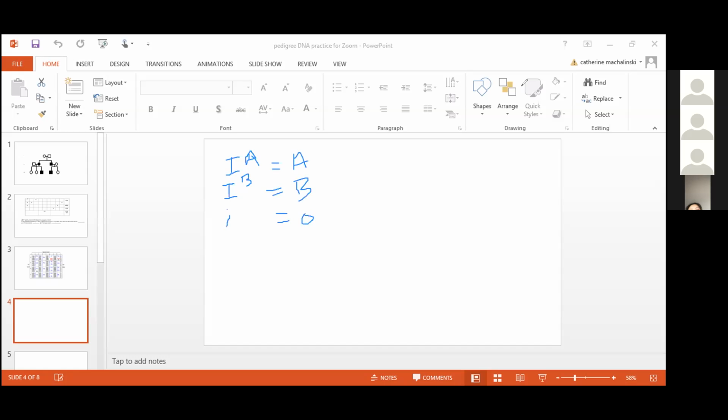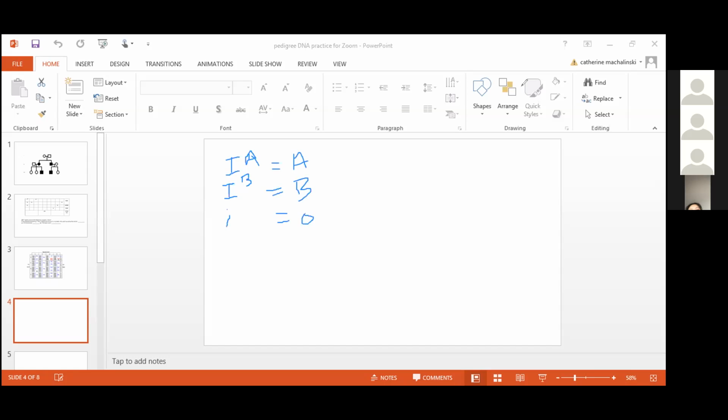That's fine. Now, I notice you put AB positive and O positive. The positive is totally separate alleles from the A, B, and O. It's a totally different locus, and they assort independently. So we can't consider it at the same time. We need to consider it separately.